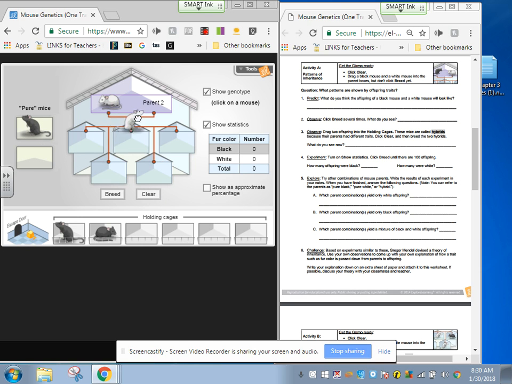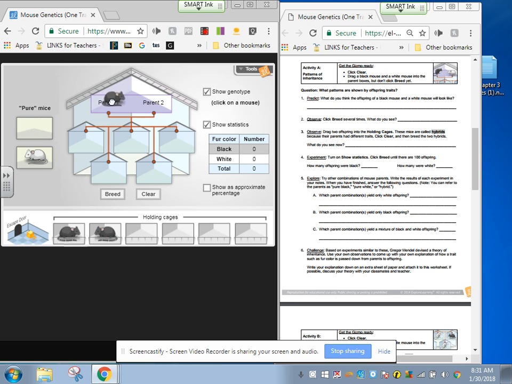The only way that you can get all white mice is by having two pure white parents, because the only thing that makes white mice is getting two recessive white genes. So for A, I would write two pure white mice are the parents who would make only white offspring. B, which parent combination yields only black offspring? I'm going to click clear. Of course, I know that two purebred black parents, I'm going to grab these two pure mice, are going to only make black mice. So for B, I can say two pure black parents.